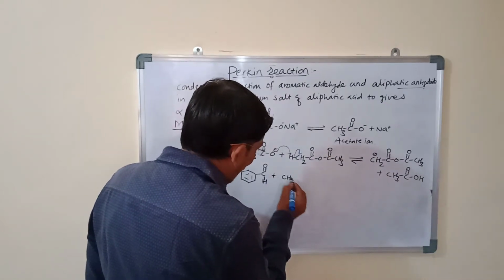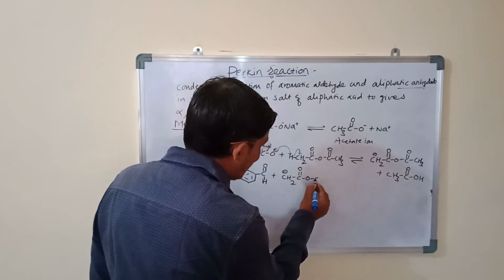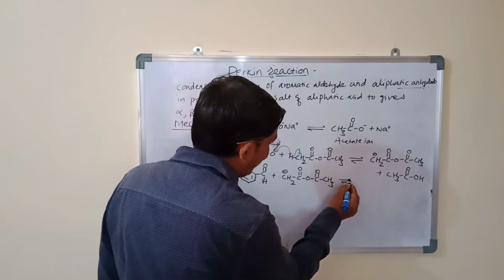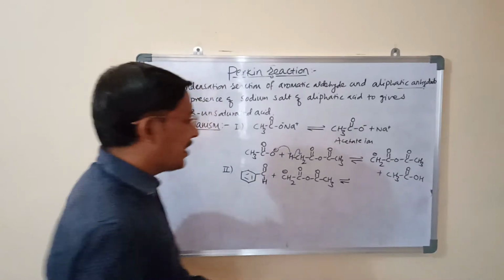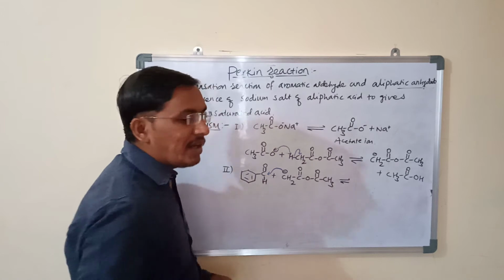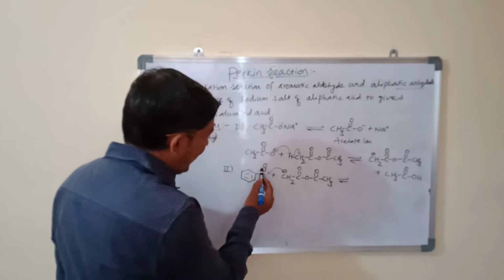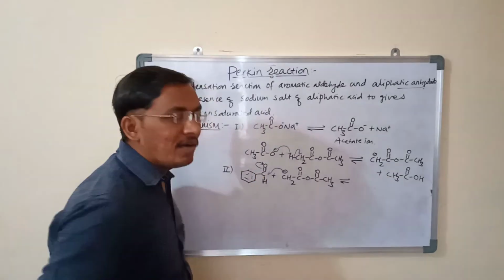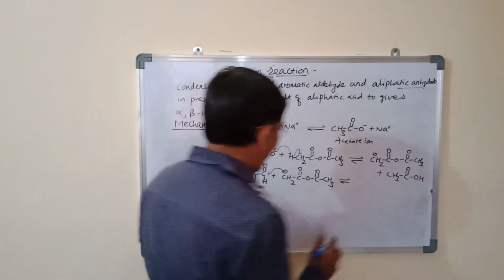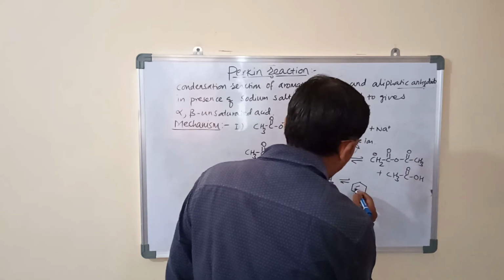CH2 negative, C double bond O, O, C double bond O, CH3. Now what happens here: this negative charge will attack the carbonyl carbon, which is electrophilic, and these pi electrons are shifted onto the oxygen, which becomes O minus. Here a carbon-carbon bond is formed.